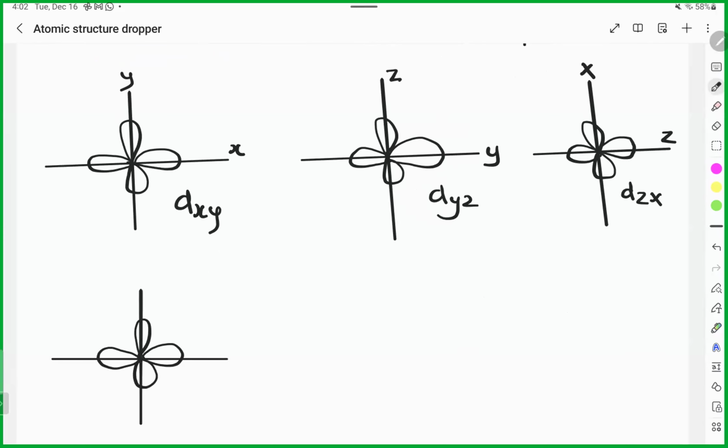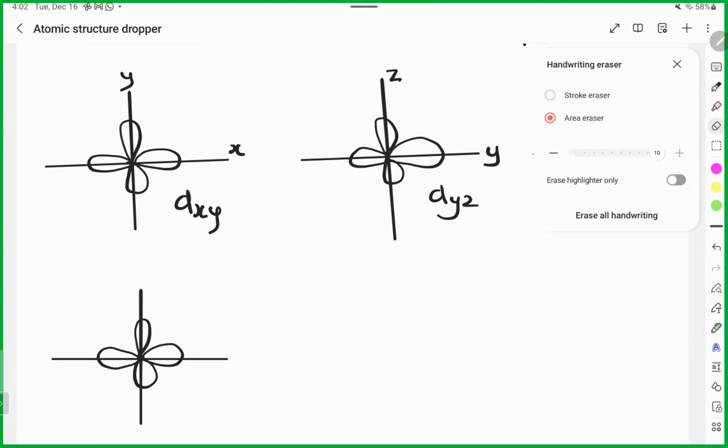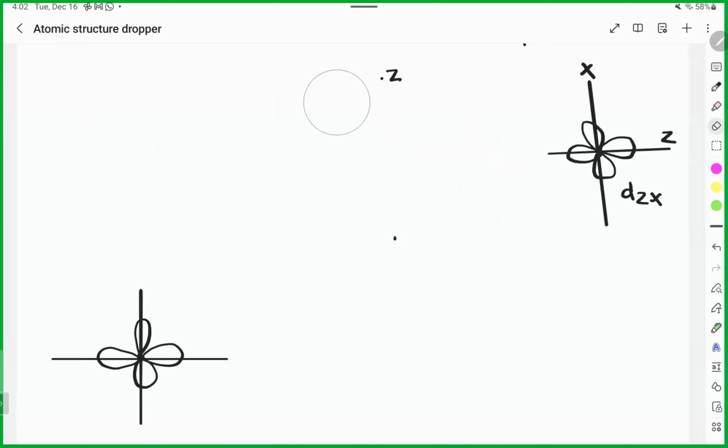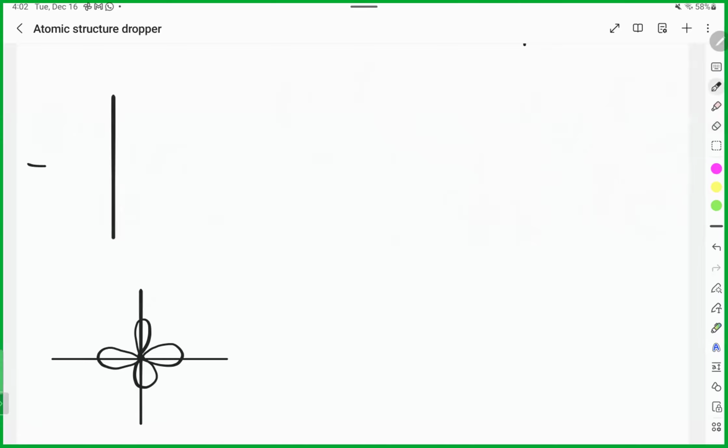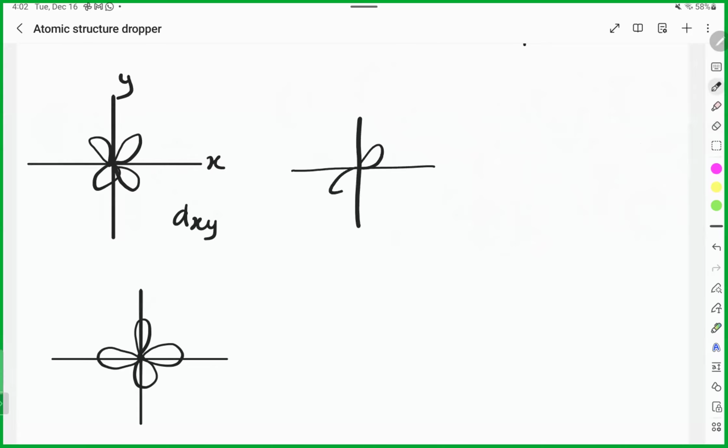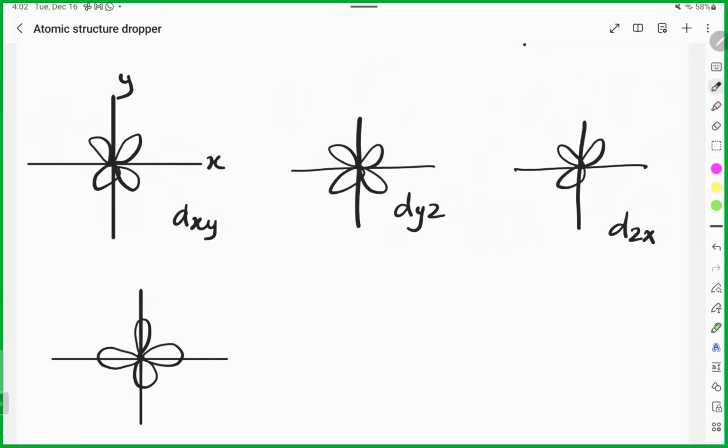Oh, I made a mistake, guys. It should be in between, not at the axis. In between. In between means if you take x and y, dxy, it will be between x and y. This is x and this is y. If you take yz, it will be between the y axis and z axis. And if you take zx, between the z axis and x axis. Any doubt? This is x square, y square.